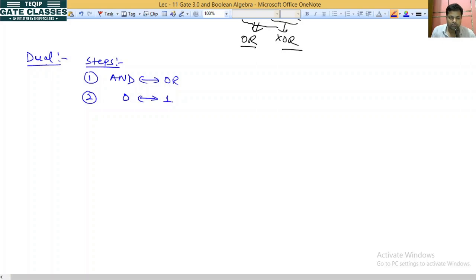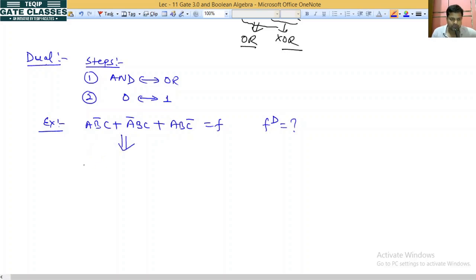And interchange 0 with 1, meaning if you have 0 in the expression you replace it with 1, if you have 1 then you replace it with 0. Okay. Now I have one expression here, that is a b bar c plus a b c plus a b c bar. Suppose I have this expression, this is our expression, I want to calculate fd. Fd is the dual of f, I want to calculate. Okay.